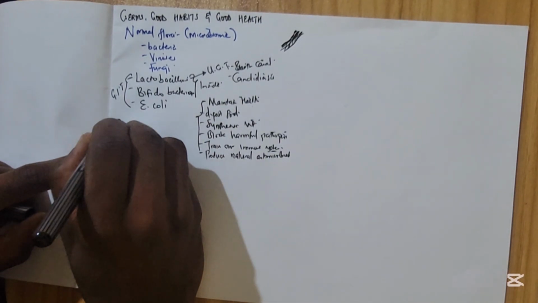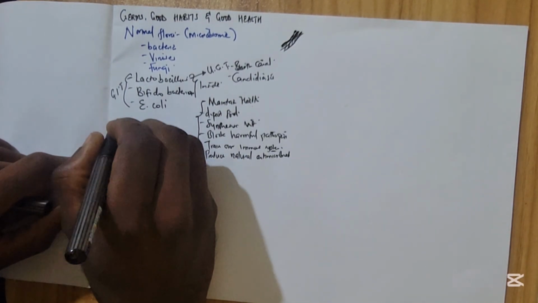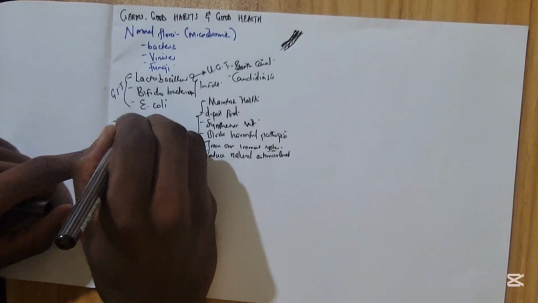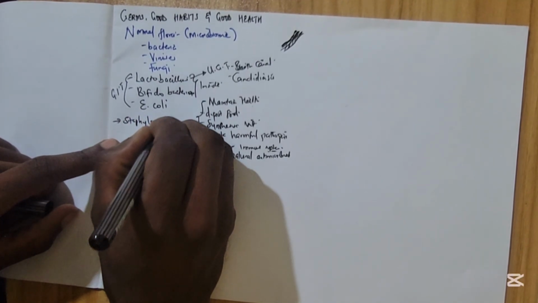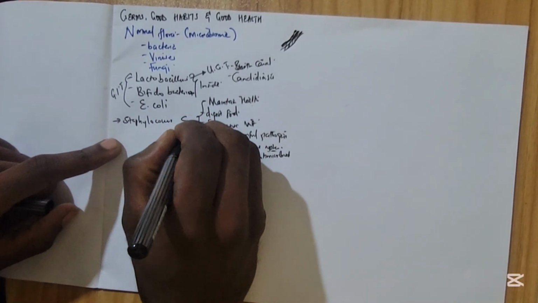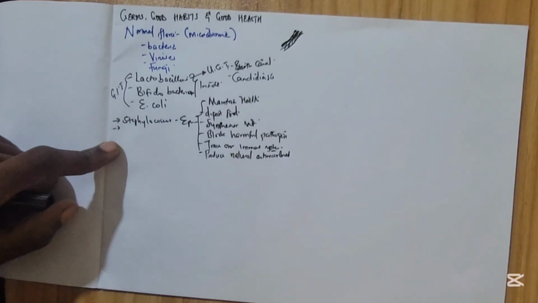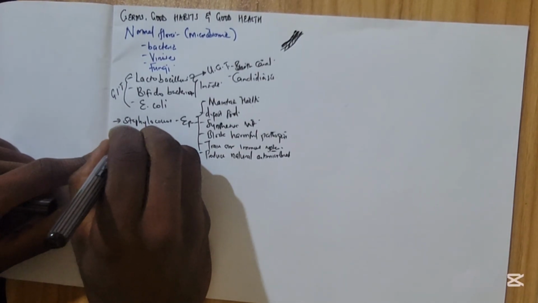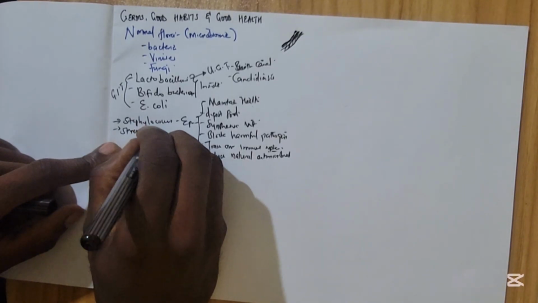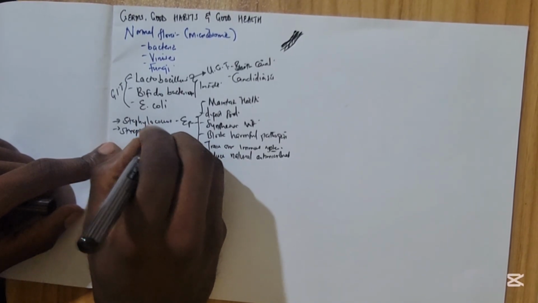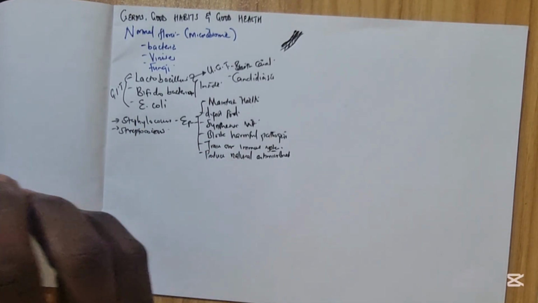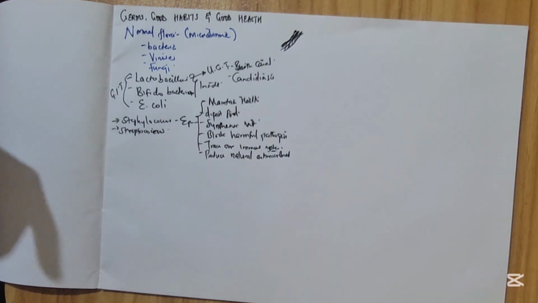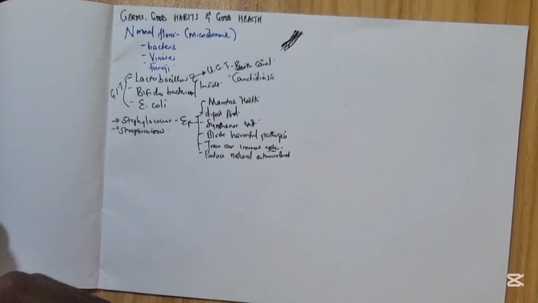Other places, like your skin, are inhabited by the Staphylococcus epidermidis. Then the respiratory and oral areas are inhabited by the Streptococcus, and these all are defenders of our bodies. They are the first line of defense.